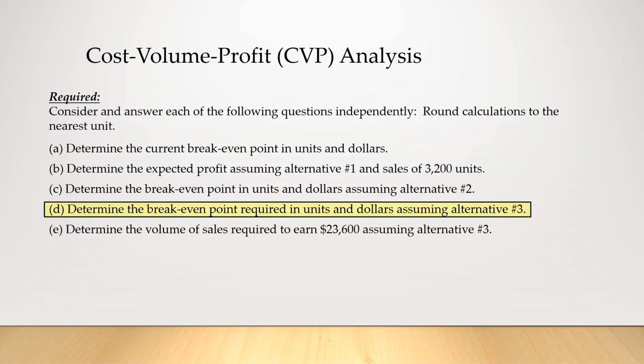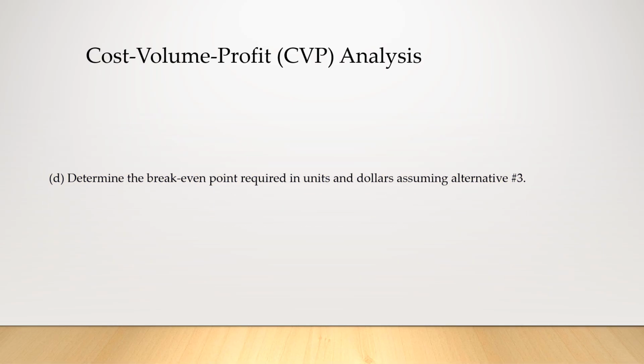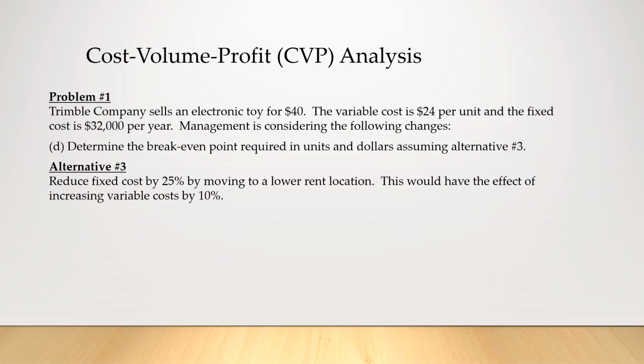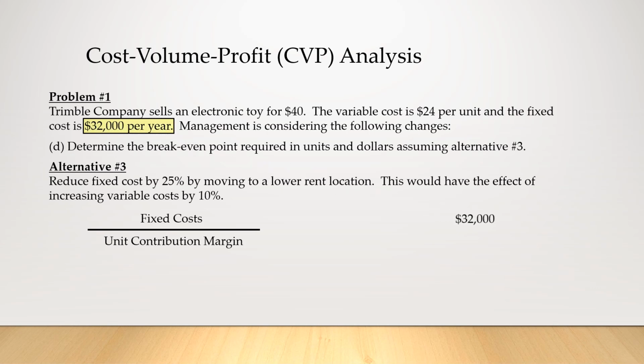Letter D. Determine the break-even point required in units and dollars assuming alternative number 3. Starting with the break-even point in units, fixed costs are currently $32,000 a year. Under this scenario, they would be reduced by 25%. So multiply that 32 grand by 75%. The revised fixed cost figure, $24,000.